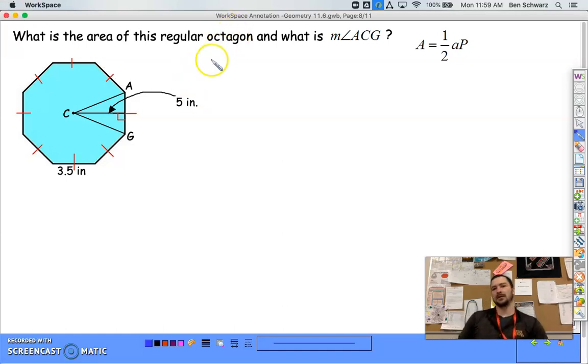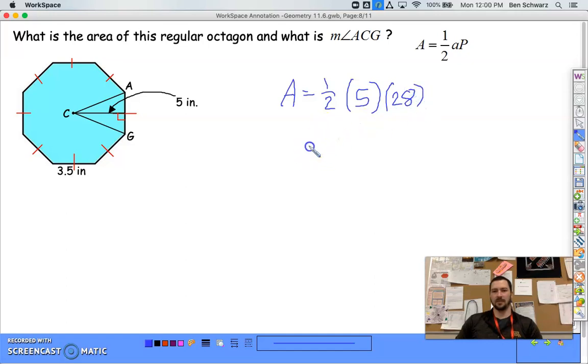So let's try a few. Here we've got a regular octagon. Here's our formula, 1/2 AP. So our area is going to equal 1/2. The apothem here is 5. And then our perimeter, well, each side is 3.5, so 3.5 times the 8 sides. 3.5 times 8 is 28, so the perimeter is 28. And then we multiply all that out, and we're going to get 70 inches squared because we're in area.